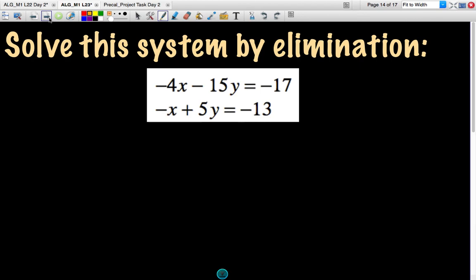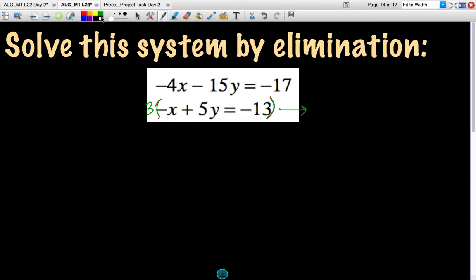Let's look at another one. So looking at this one again, you notice that your x's can't cancel on their own and the y's can't cancel on their own. So we have a couple of options here. One option would be you could multiply the bottom by a negative 4, because then that would give you a positive 4x and those would cancel. Another option would be to multiply the bottom again by positive 3, because then that would give you a 15y, and your y's can cancel out. Negative 15 plus 15. So let's do this one.